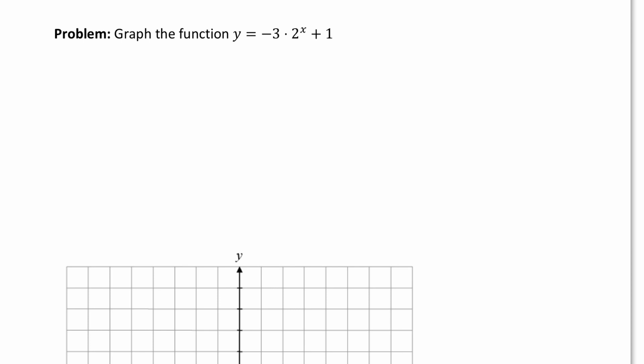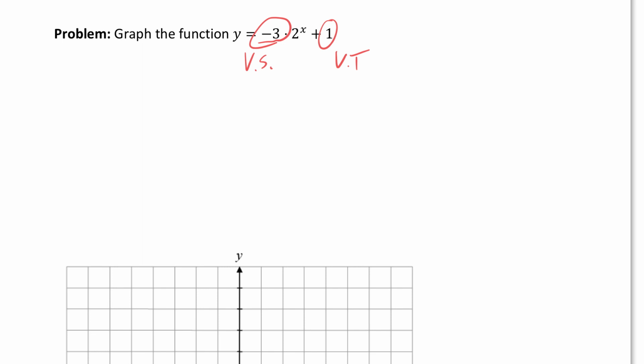Now, what do each one of these numbers represent? Well, the -3 right here is going to represent a vertical stretch, and the plus 1 is going to represent a vertical translation. So both of these are going to affect the y values. The y values are going to be multiplied by -3, and then we're going to add 1 to them.